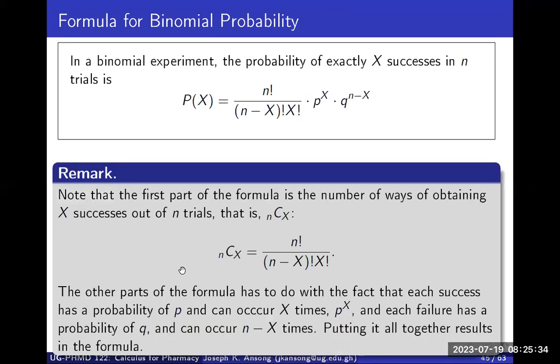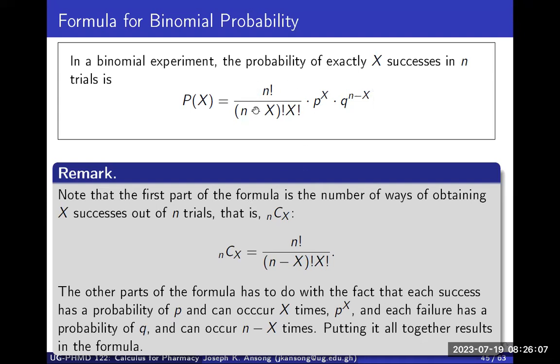Okay, so finally, what is the formula for computing the probability of success for any binomial distribution? In a binomial experiment, the probability of exactly X successes in N trials is given by this formula: probability of X successes is N factorial over X factorial times N minus X factorial, multiplied by P to the power X, multiplied by Q to the power N minus X.